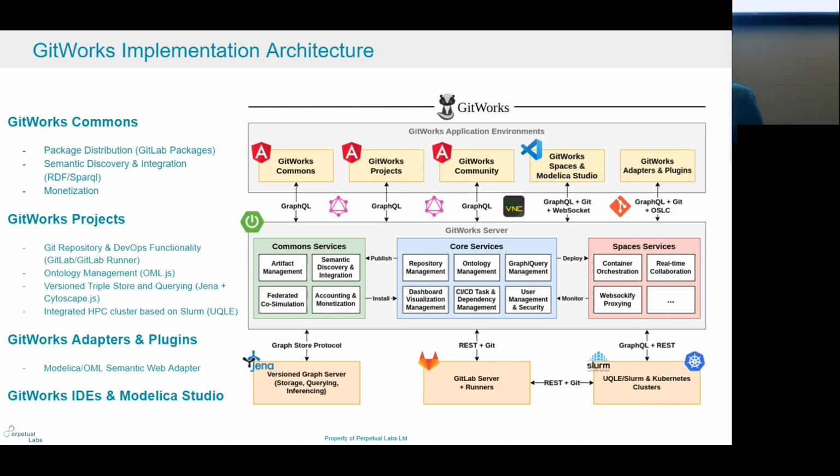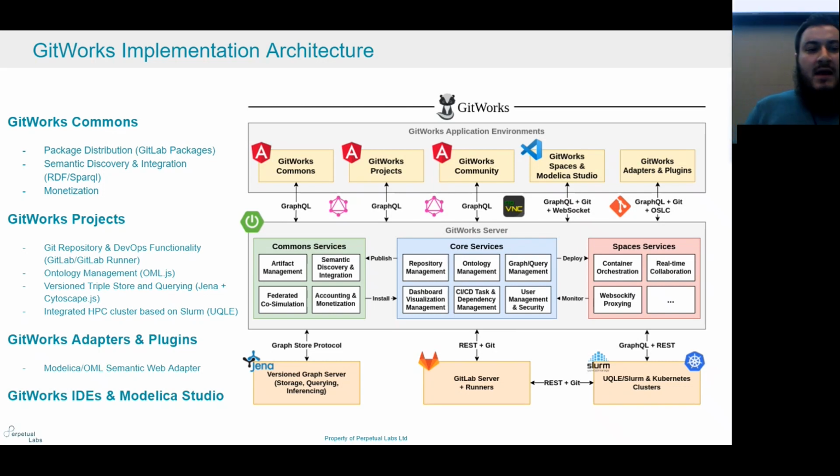So that's for the commons. We have the GitWorks projects. Think of this, like John said, as essentially DevOps for cyber physical systems. Again, we wrap a lot of the functionality that GitLab already provides, but we go further. It contains a Git repository for versioning, as well as DevOps functionality, things like Git runner for running CI/CD tasks. We extend that with an ontology management environment where you can define custom types and provide links between different types of artifacts, whether in your CAD model or your Modelica model, et cetera, using this OML language.